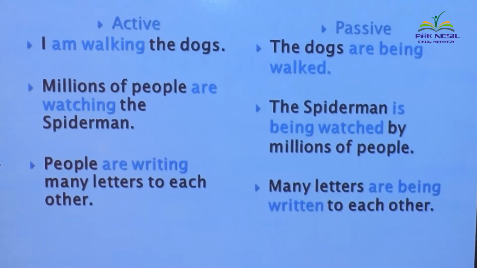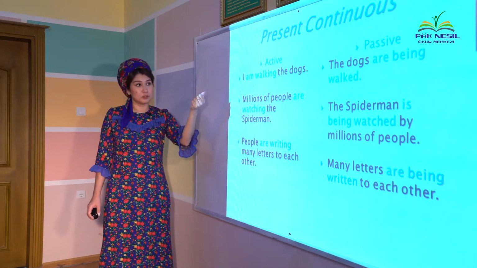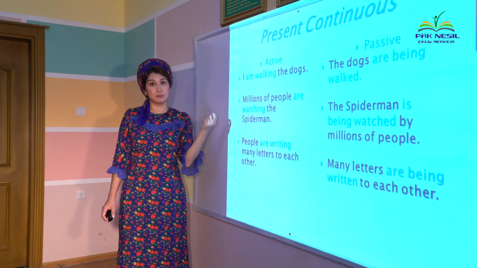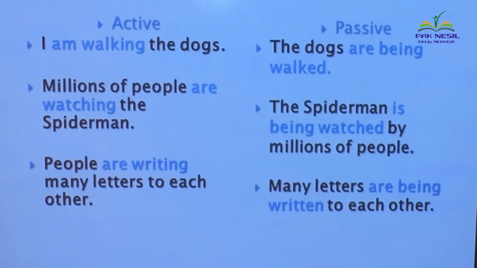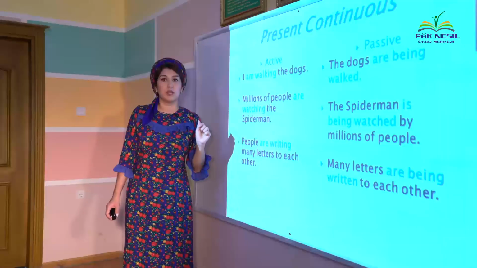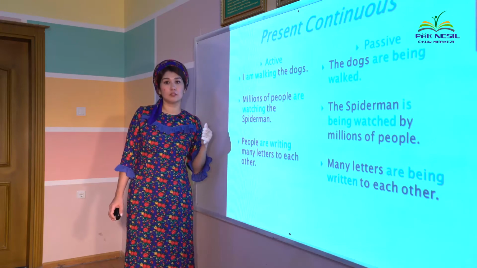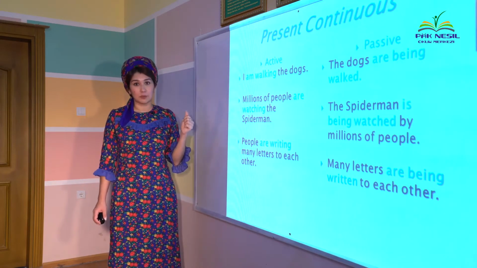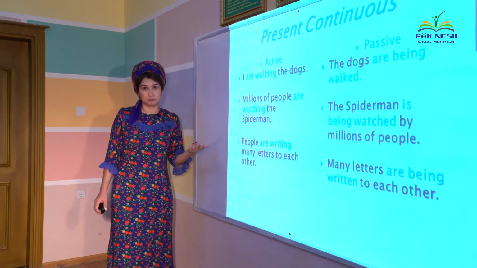So again, we should use the verb to be. Then we should use the ing form with the verb to be, yes, and the past participle form of the main verb. Don't forget about that, please. The second example is millions of people are watching the Spider-Man, right? At this moment, continuous tense. We find the object again. The Spider-Man is being watched by millions of people. You can indicate that millions of people, or you can remove it. You can say just the Spider-Man is being watched, if it's not important by whom it is being watched.